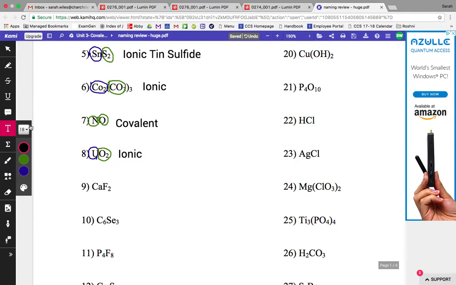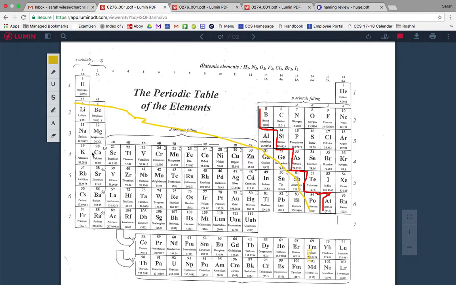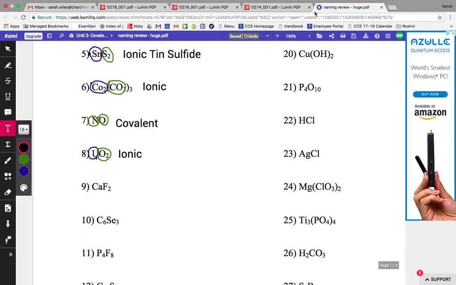Number 9, calcium fluoride. 2 capital letters. When there's 2 capital letters, you go to the periodic table and determine if they are metals or nonmetals. Calcium is to the left of the staircase. It's a metal. Fluorine is to the right of the staircase. It's a nonmetal. Metal, nonmetal is ionic.